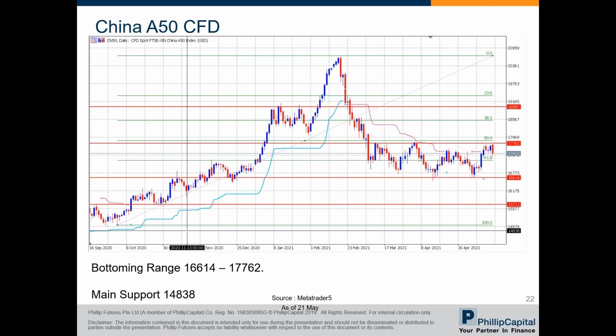We also look at the China A50. Over here, you can see the China A50 actually shows a bottoming out pattern. Price momentum remains weak. The range of this bottoming pattern is from 16,614 to 17,762. But be careful with such bottoming patterns, because as you can see here, there's a 100% retracement from the move from here to here, and then it retraces 100% up.